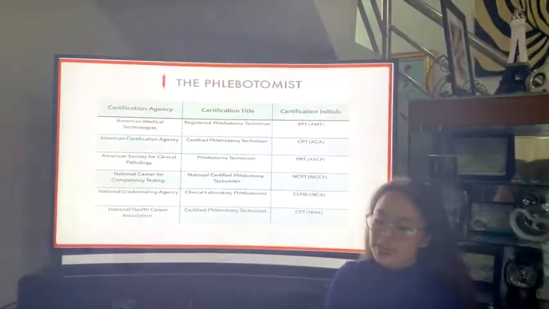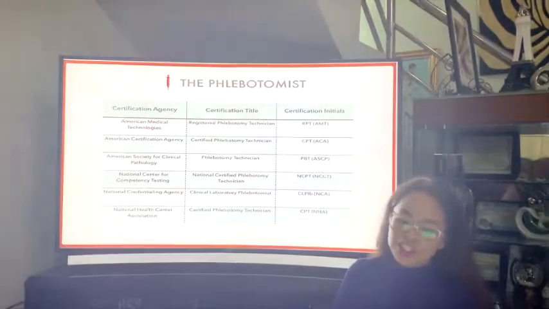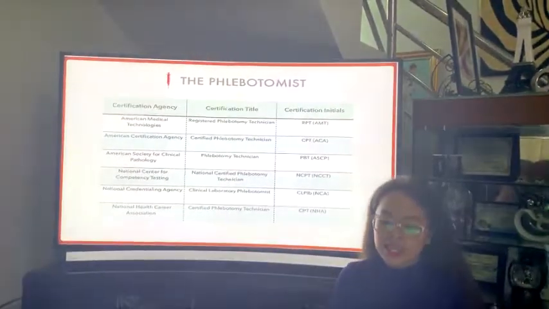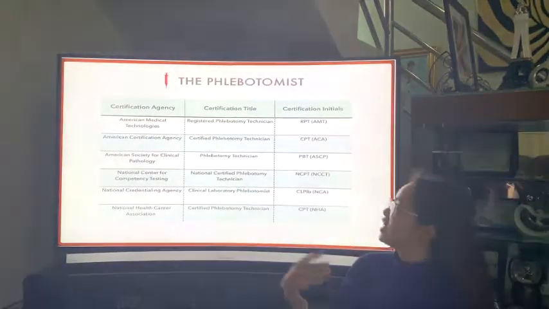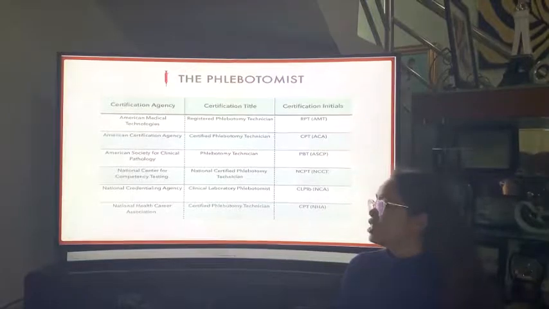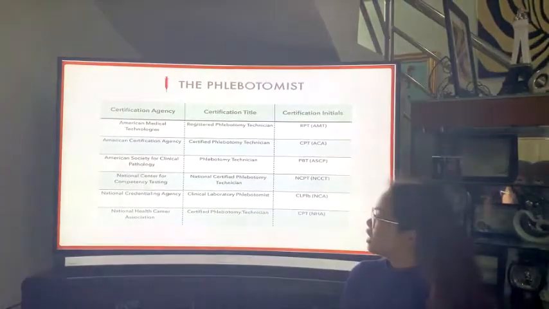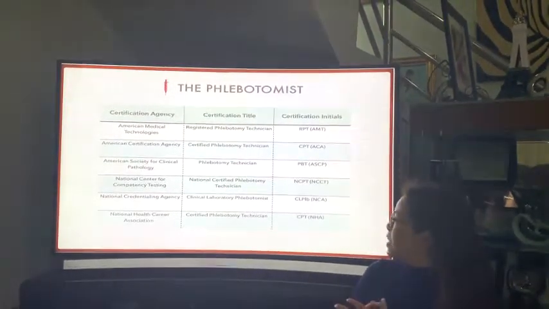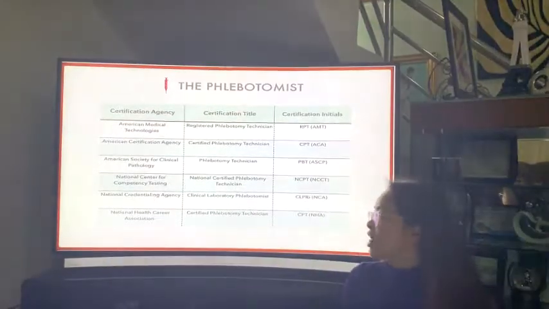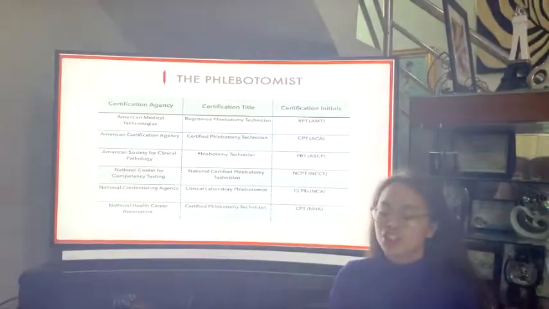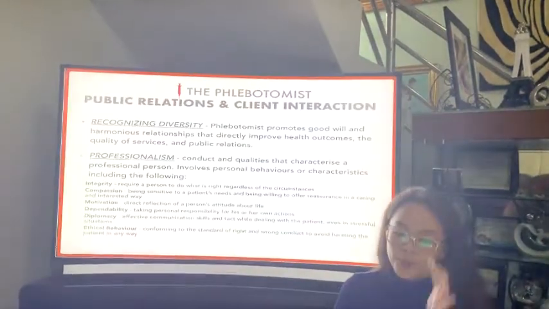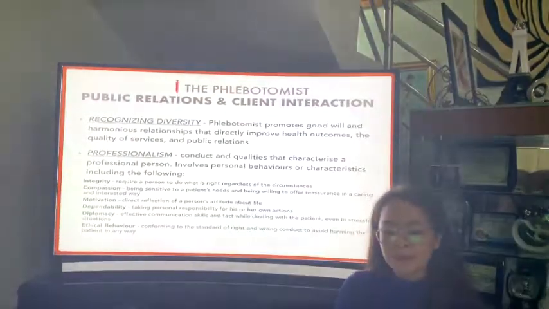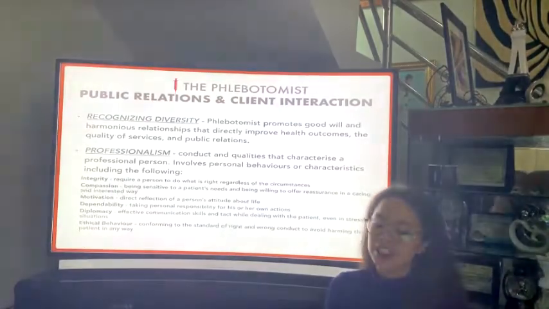on this one is the Phlebotomy Technician, which is also known as PBT ASCP. Then the National Center for Competency Testing, National Certified Phlebotomy Technician, NCPT or NCCT. National Credentialing Agency, which is the Clinical Laboratory Phlebotomist, CLPlb NCA. And the National Healthcareer Association, the Certified Phlebotomy Technician, CPT NHA. So the phlebotomist has public relations and client interactions.